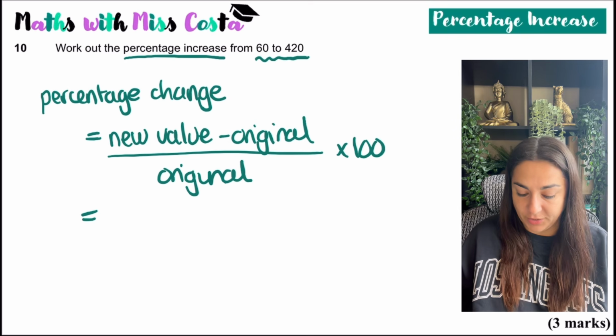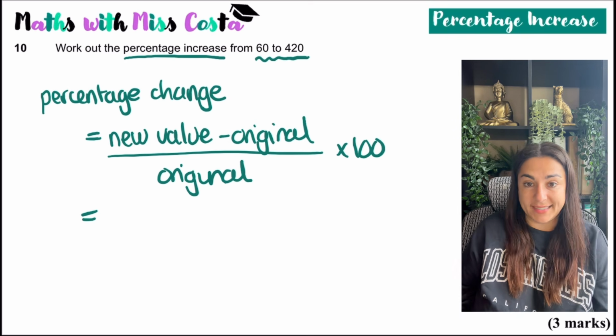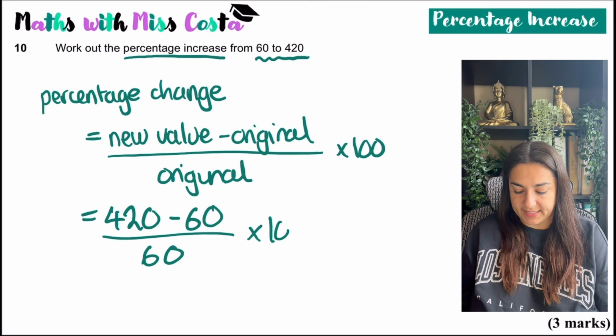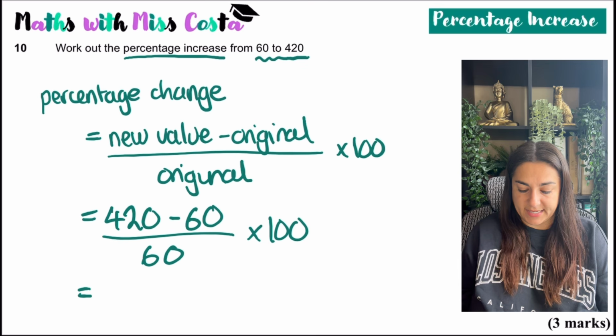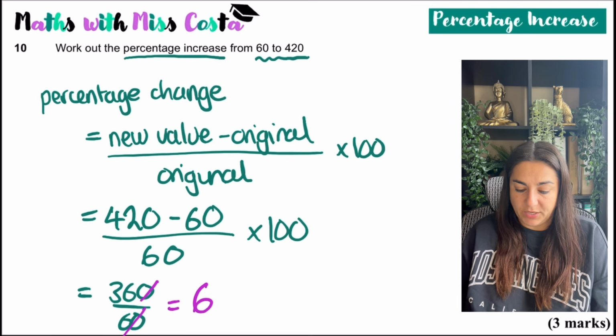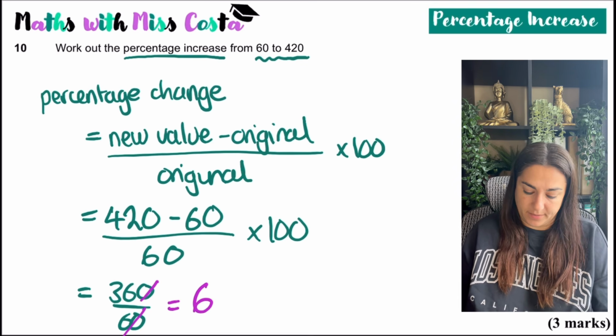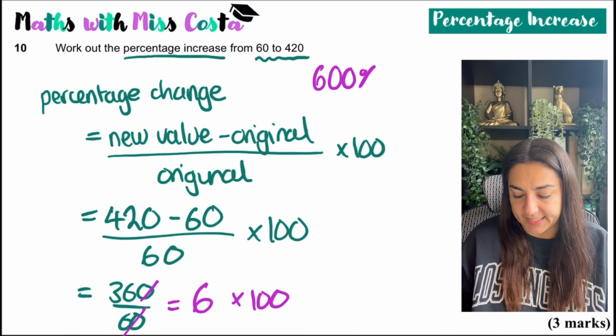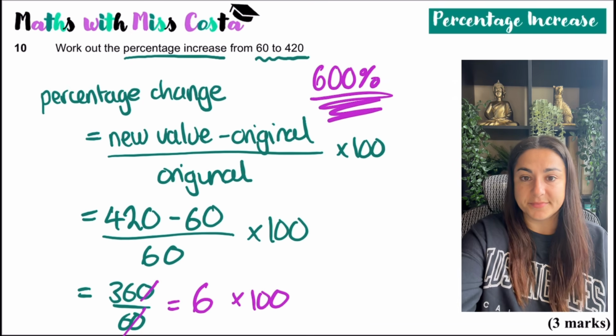So in this case, the value goes from 60 to 420. So do 420, take away the original, which is 60, over the original, which is 60. And 420 take away 60 is 360. 360 divided by 60 is the same as 36 over 6, which is 6. So when you get this, it needs to be times by 100 as your final part. So the percentage increase is 600%.